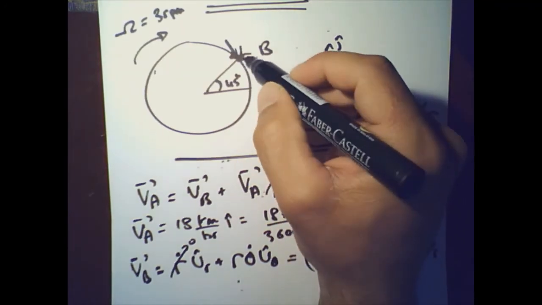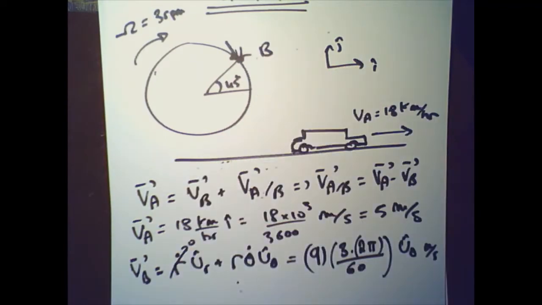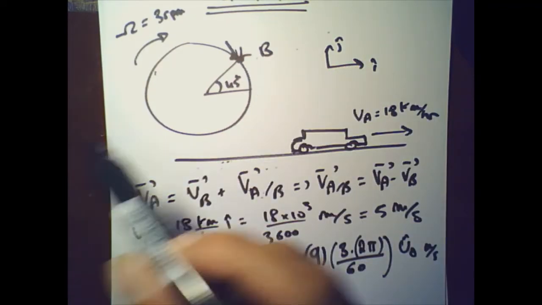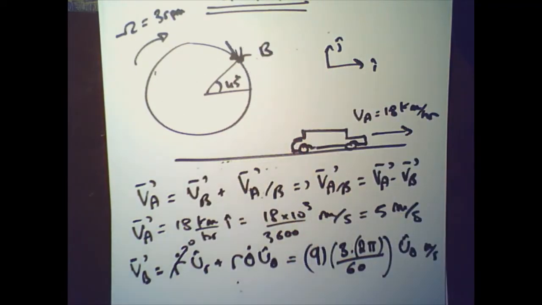So basically you are finding the velocity of this point coming downward, right? You're finding this velocity coming downward. So we have to essentially do this multiplication, and if you do this, I think you will end up with 2.82 U theta meters per second.